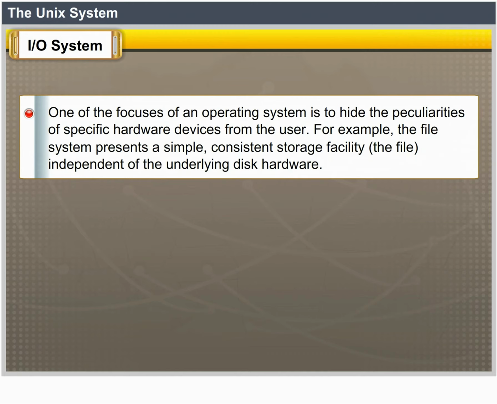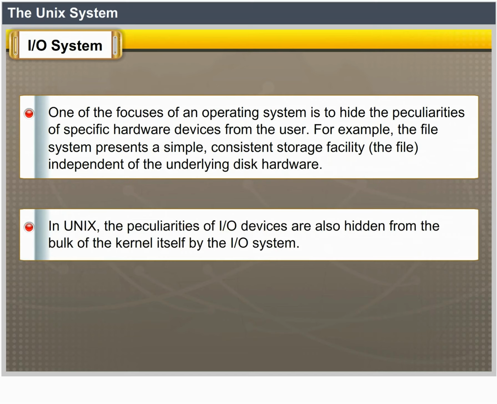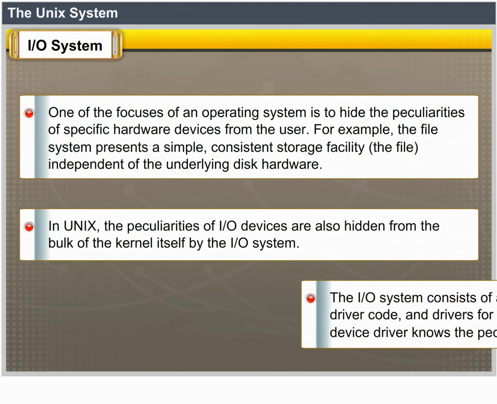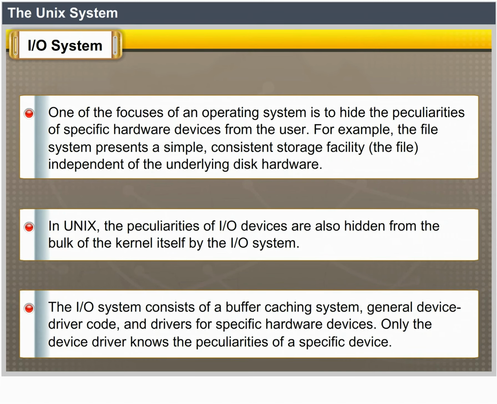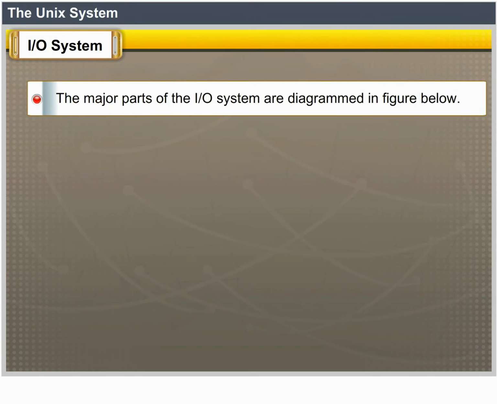In Unix, the peculiarities of devices are also hidden from the bulk of the kernel itself by the I/O system. The I/O system consists of a buffer caching system, general device driver code, and drivers for specific hardware devices. Only the device driver knows the peculiarities of a specific device. The major parts of the I/O system are diagrammed in the figure below.